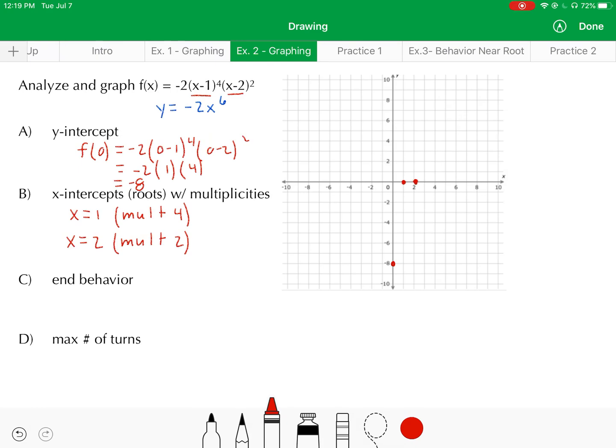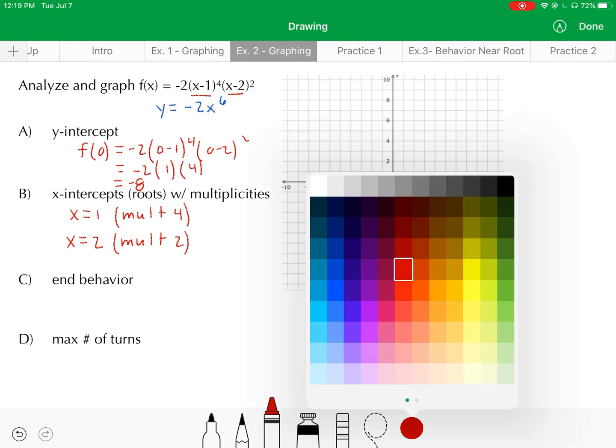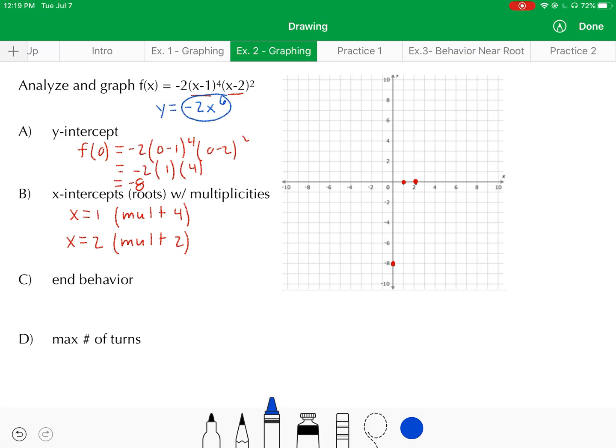Okay. All right, now end behavior is going to be based off of that power function associated with f of x. Here a is negative, and my degree is even. So based off of that, as x approaches positive infinity, f of x should be approaching negative infinity, heading down. And same thing on the other side, as x approaches negative infinity, f of x should be approaching negative infinity, heading down as well. Okay?